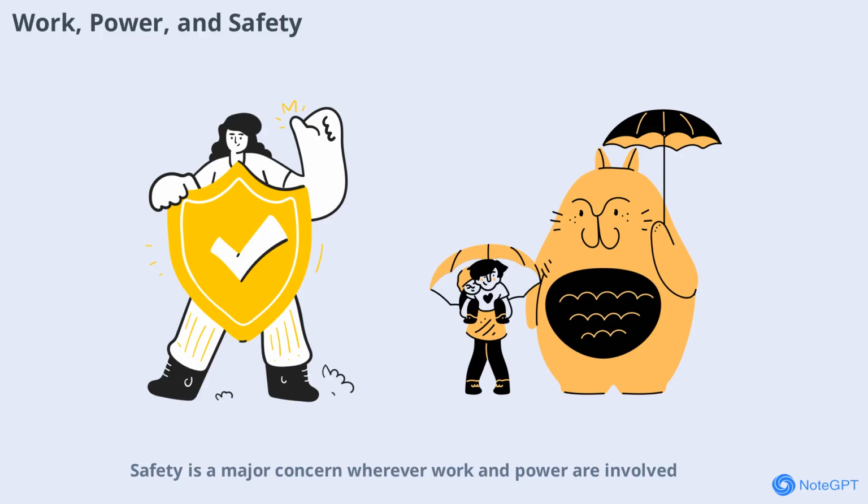Safety is a major concern wherever work and power are involved. Machines with high power can be dangerous if not handled properly. Understanding the principles of work and power helps prevent accidents and ensures safe operation in homes and workplaces.